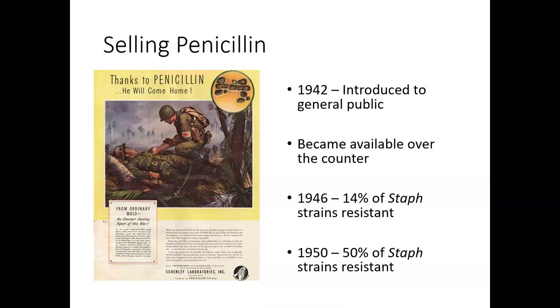It was used at such a high rate that within 4 years after it was introduced to the general public, 14% of Staphylococcus bacteria, which are nasty bacteria that typically do respond to antibiotics, were resistant to penicillin in just 4 years after it was introduced to the public. And just 4 years after that, in 1950, 50% of staph strains were resistant to penicillin.